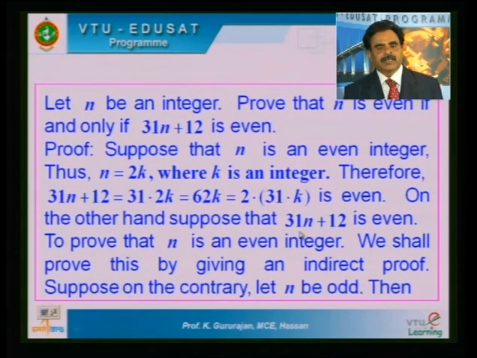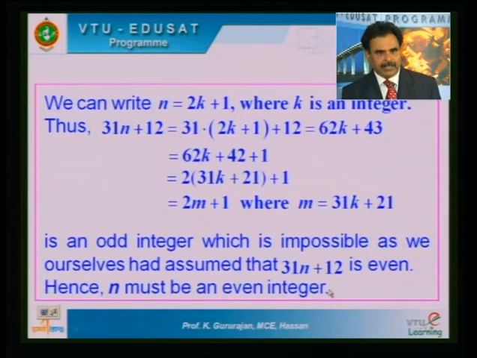On the other hand, assume that 31n plus 12 is even. Now to prove that n is an even integer, like what we have been doing earlier, we shall give an indirect proof by assuming that n is not even, but n is odd. So I can write n as 2k plus 1, and compute once again 31n plus 12 by substituting for n here. If you calculate, this will come out to be an odd number.